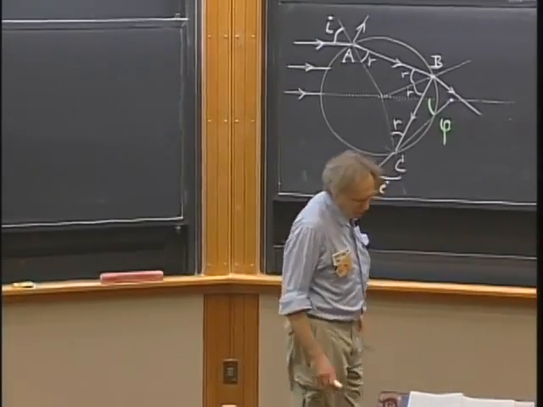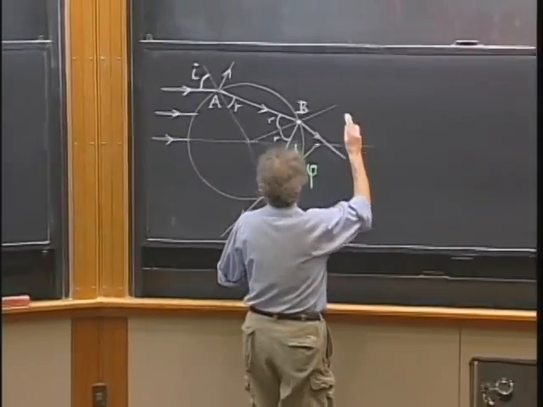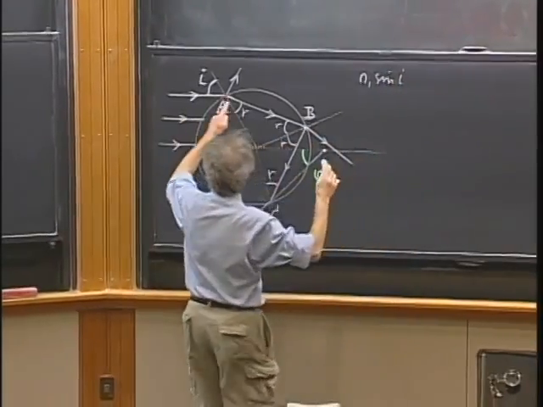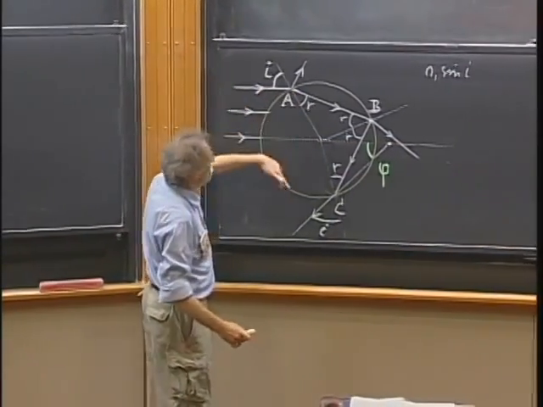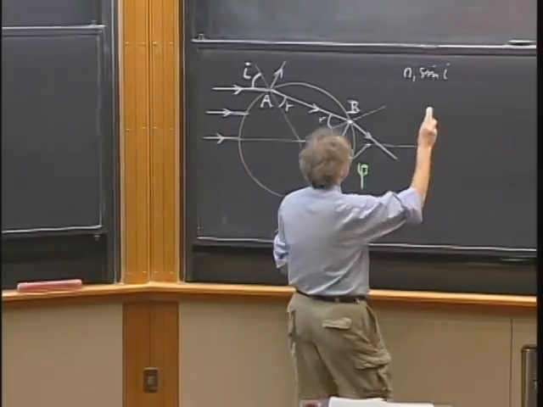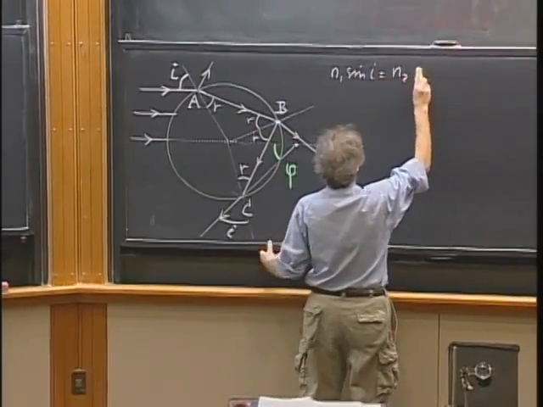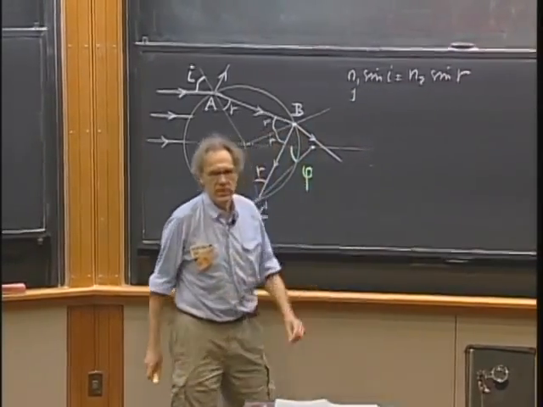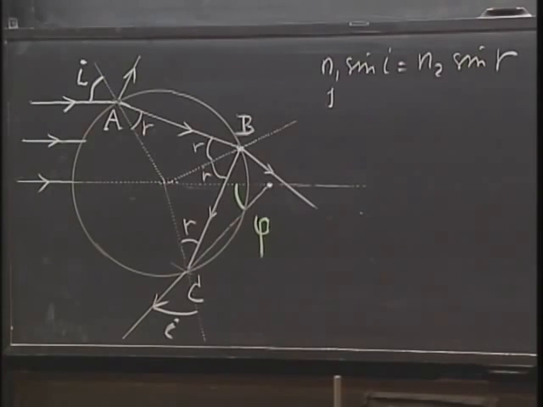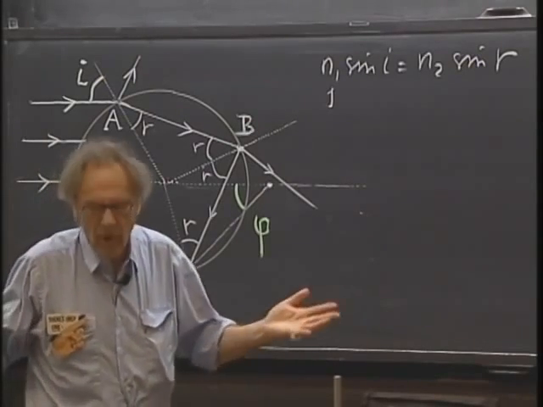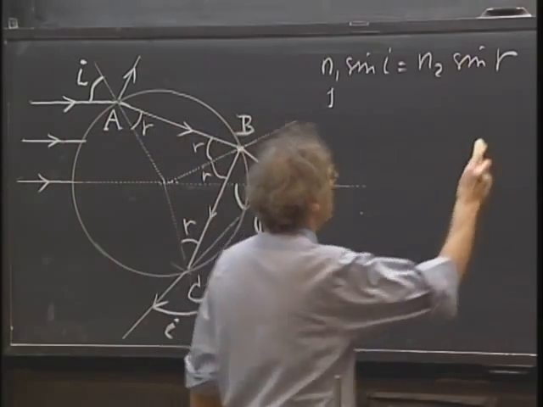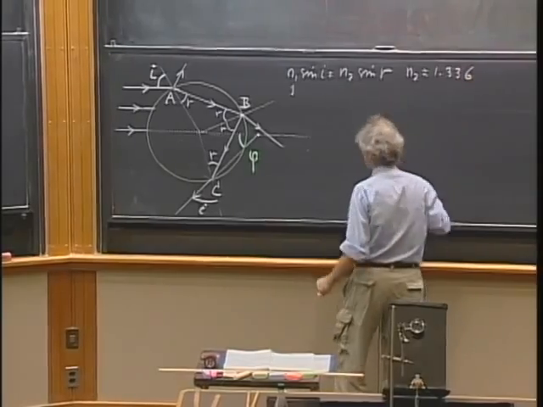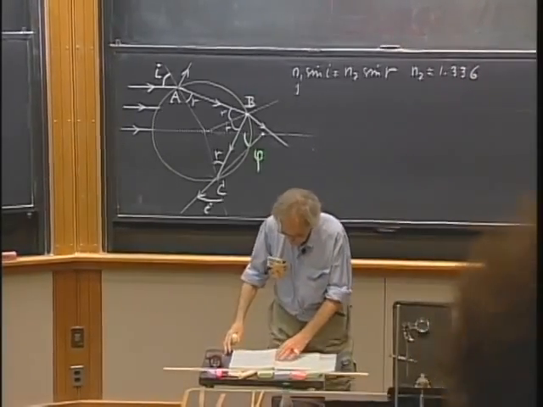And so with Snell's law, we would then have that N1 times the sine of I, which is the angle of incidence with which the light strikes the water drop, N1 times sine I equals N2 times the sine of R. And for all practical purposes, N1 is 1, that is in air. And N2 is then an average value for water. N2 average value is about 1.336, averaged over the colors.